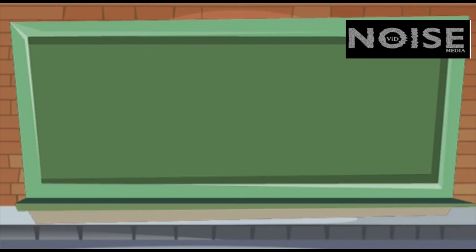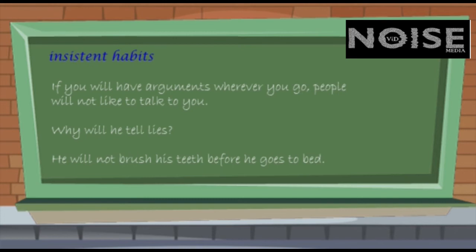And then will is also used to indicate insistent habits. In conversation, it is then emphasized. Your tone should be high. If you will have arguments wherever you go, people will not like to talk to you. Why will he tell lies? One more example. He will not brush his teeth before he goes to bed.